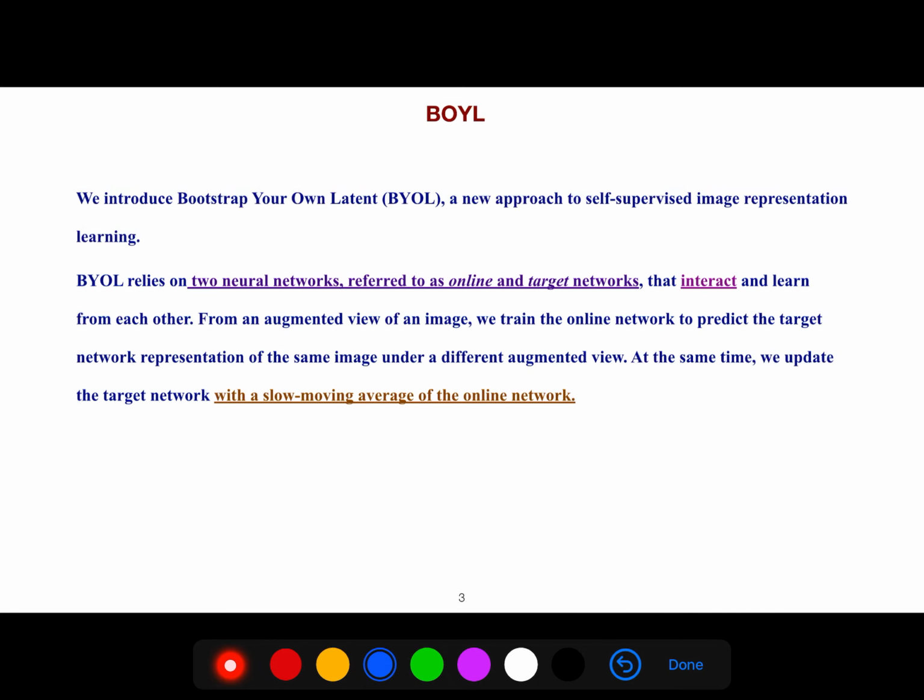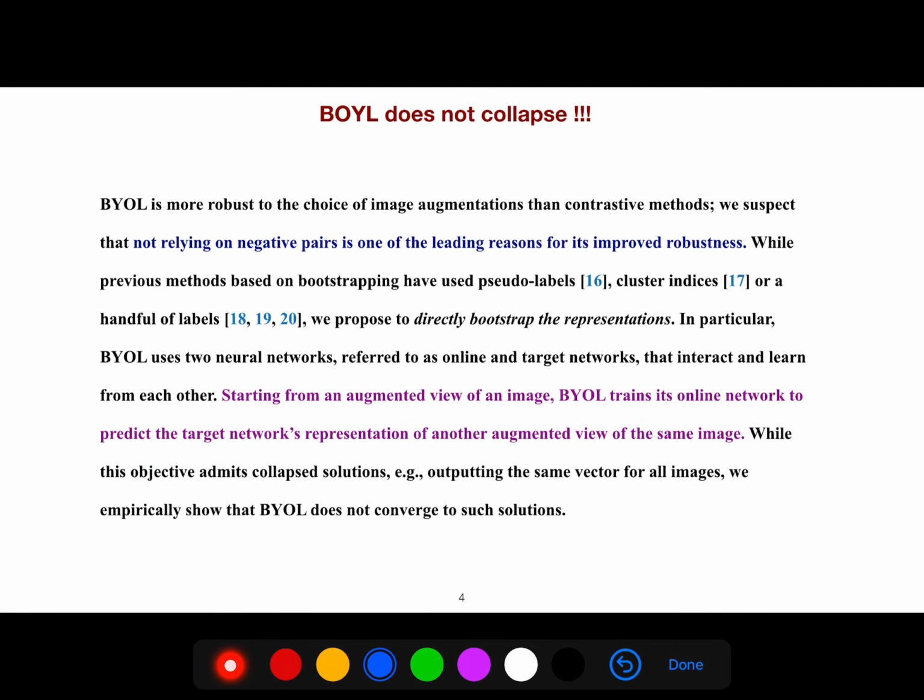From an augmented view of an image, we train the online network to predict the target network representation of the same image under a different augmented view. At the same time, we update the target network with a slow-moving average of the online network. BYOL does not collapse, and it is more robust to the choice of image augmentation than contrastive methods. We suspect that not relying on negative pairs is one of the leading reasons for its improved robustness.